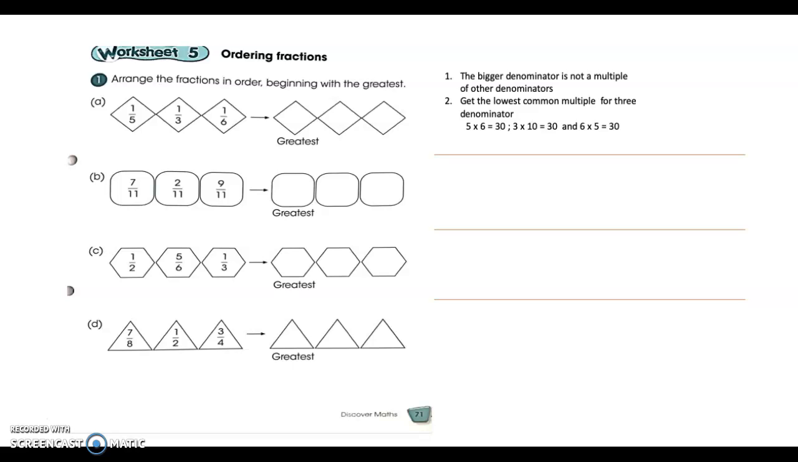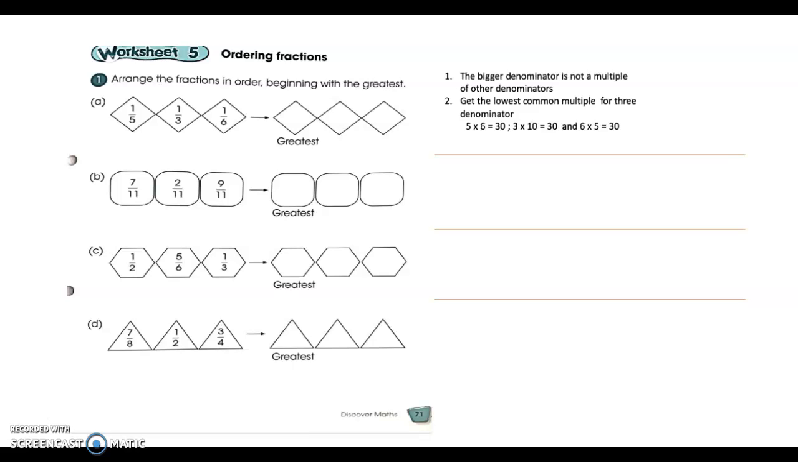Now when you have three fractions to compare, look at the first one, A part. The bigger denominator, that is 6, is not a multiple of 5. Also it's a multiple of 3, but it's not a multiple of 5, right? So in this case, you have to find out the lowest common multiple for three denominators. That means which will be their common multiple.